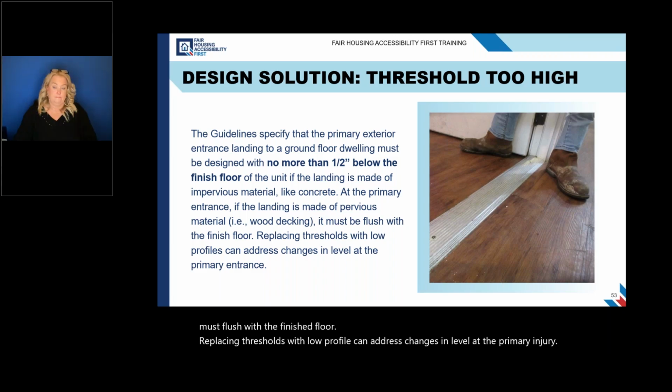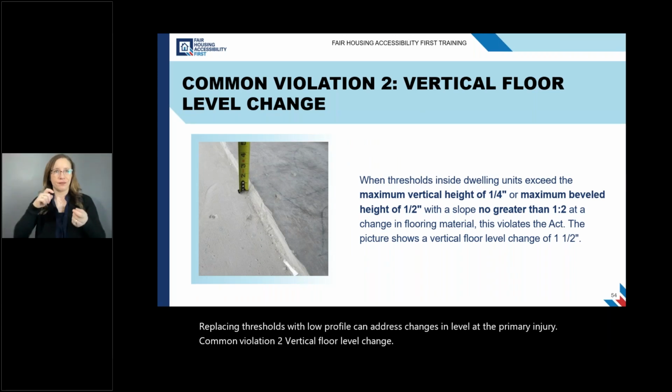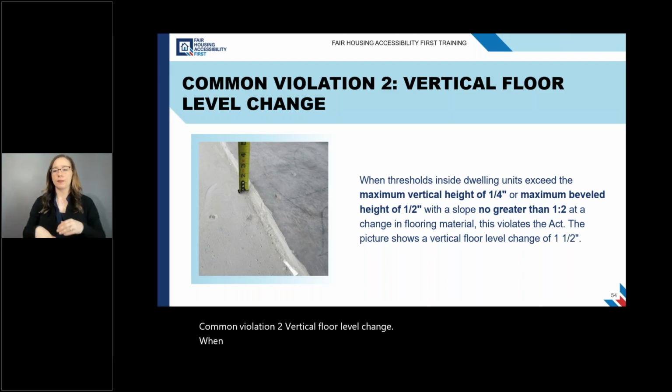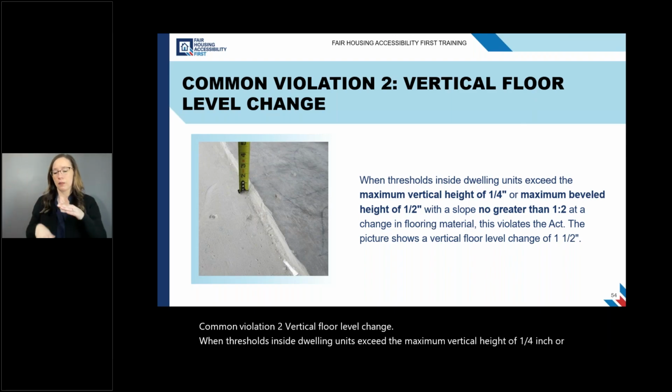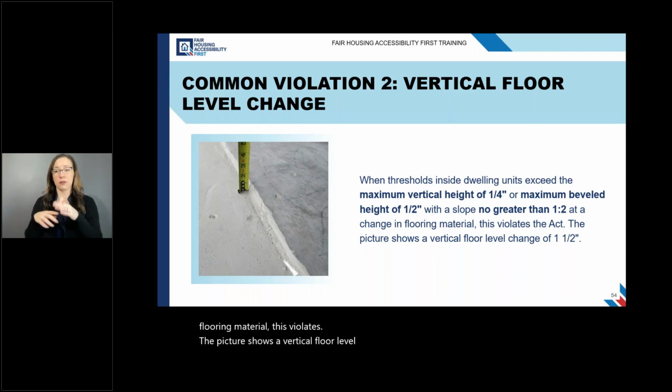Common violation 2, vertical floor level change. When thresholds inside dwelling units exceed the maximum vertical height of a 1/4 inch or maximum beveled height of a 1/2 inch with a slope no greater than 1 to 2 at a change in flooring material, this violates the act. The picture shows a vertical floor level change of 1.5 inches.